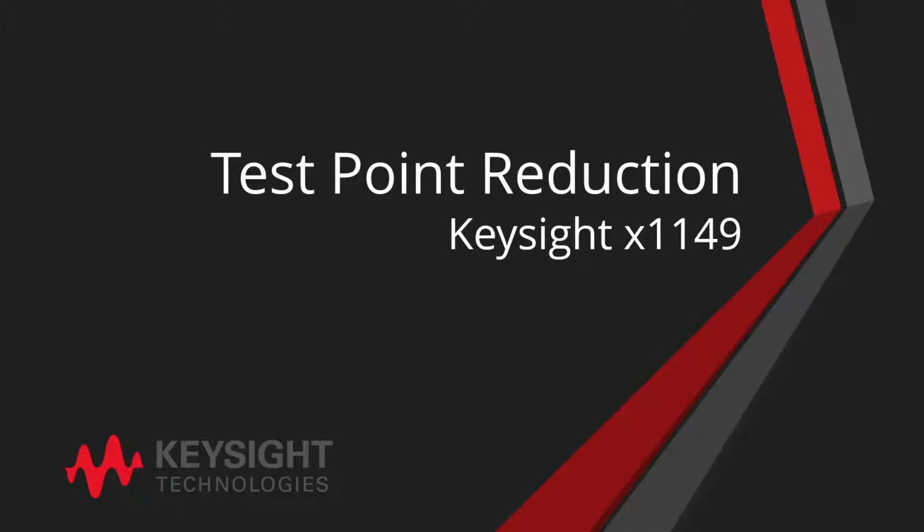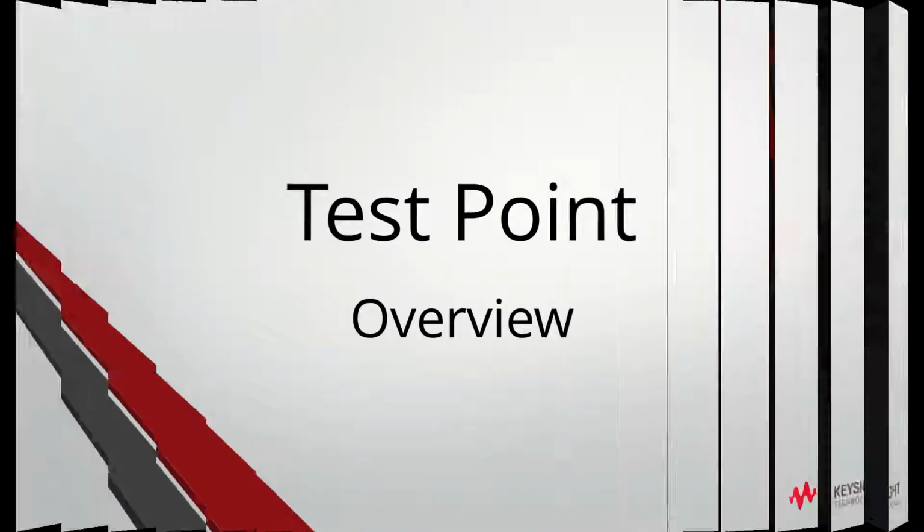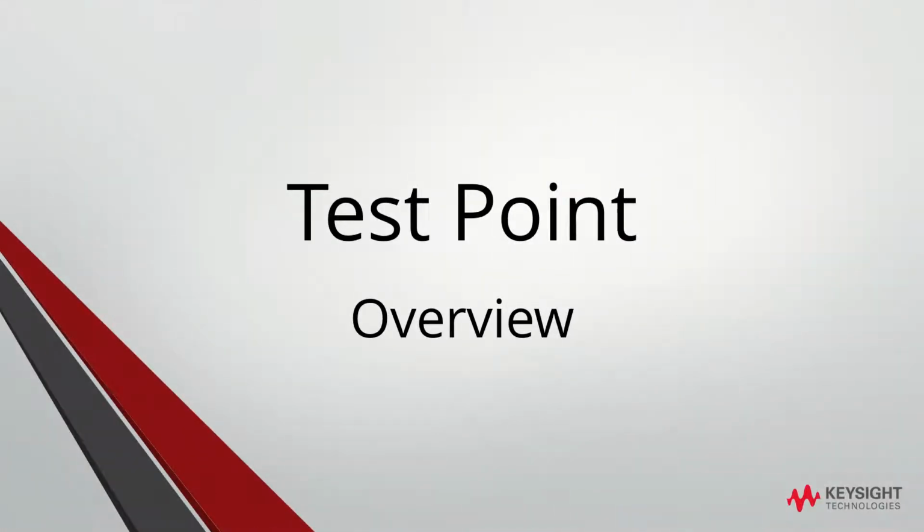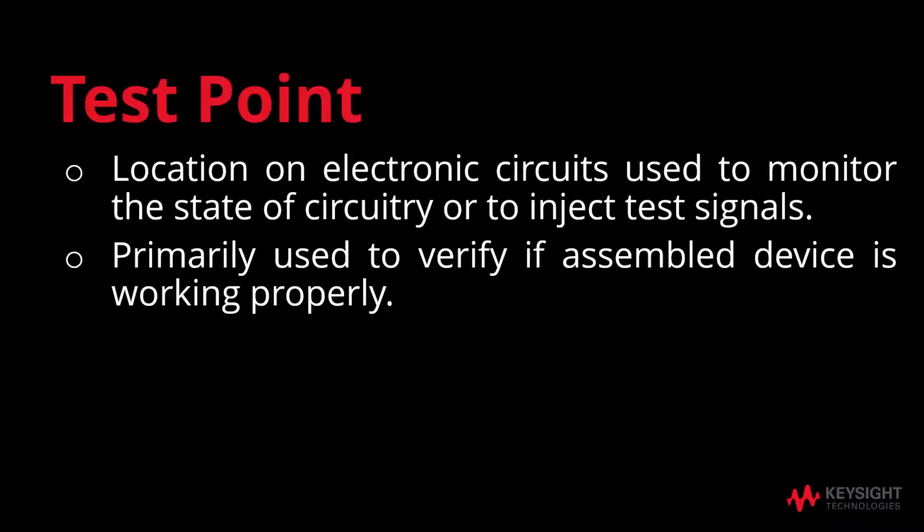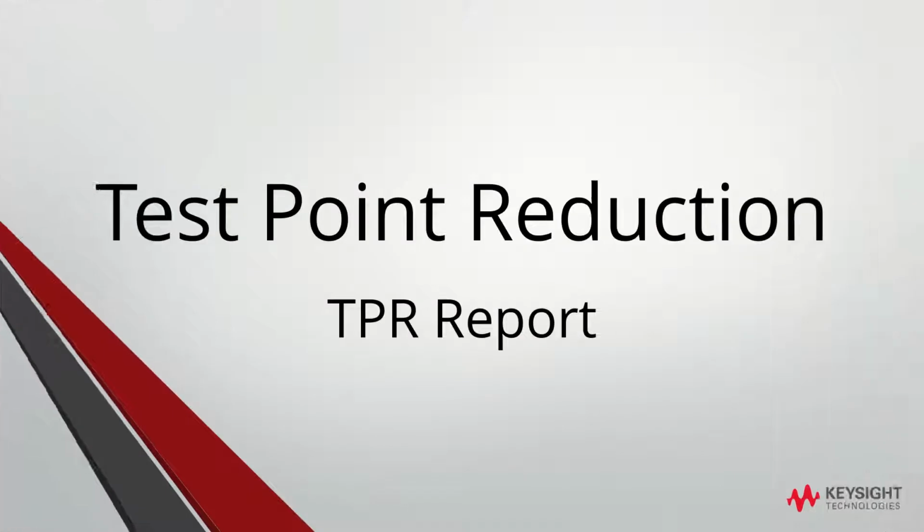Today, we will be discussing test point reduction for Keysight x1149. Before we start, let us do an overview of test point. Test point refers to the location on electronic circuits used to monitor the state of circuitry or to inject test signals. It is primarily used to verify if the assembled device is working properly. We will now proceed to discuss more about test point reduction.